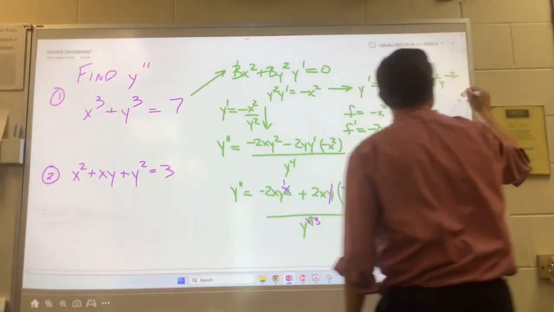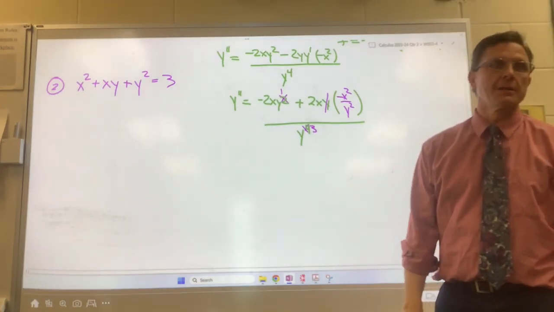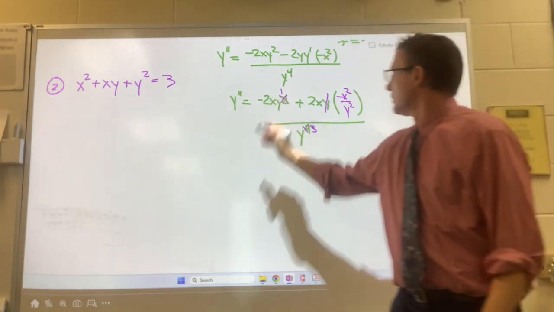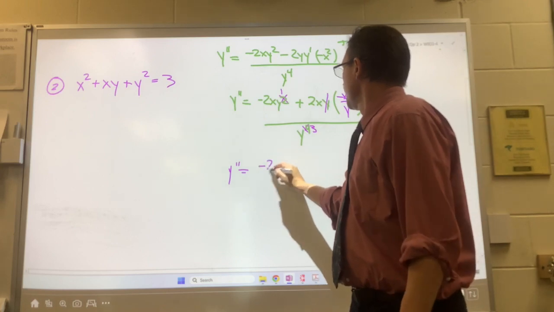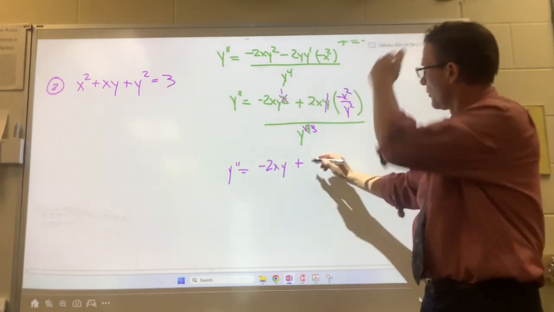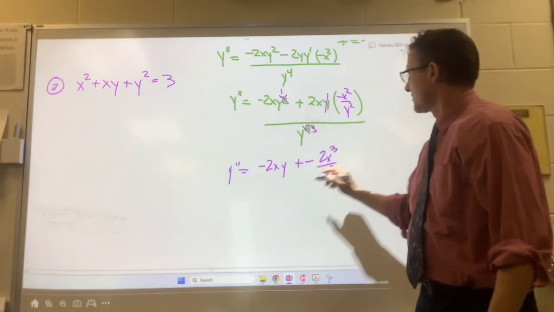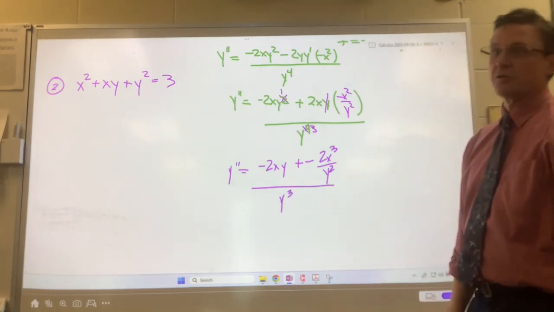So here we go. Everybody, now this is what's annoying. Calculus is over, right? This is all algebra, you guys agree? This is all algebra. All right, so we're at y prime prime equals negative 2xy plus 2x times negative x squared, minus 2x cubed over y squared over y cubed.